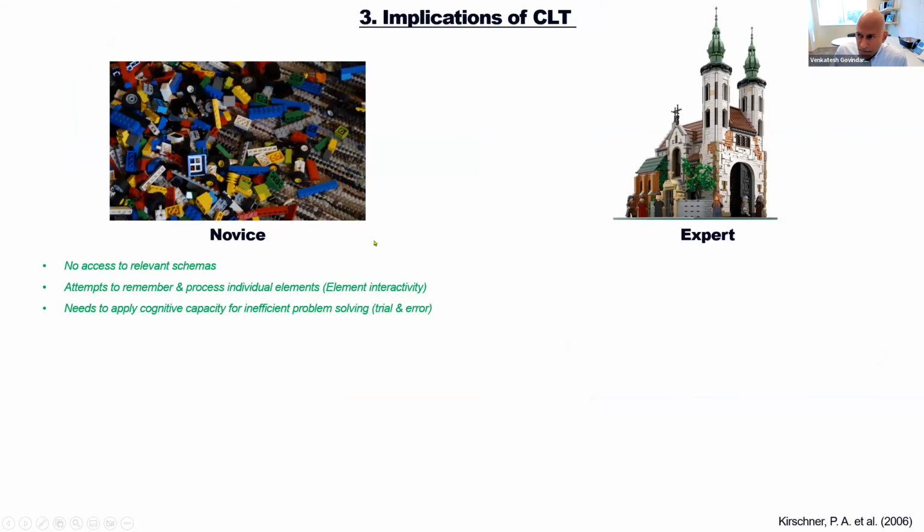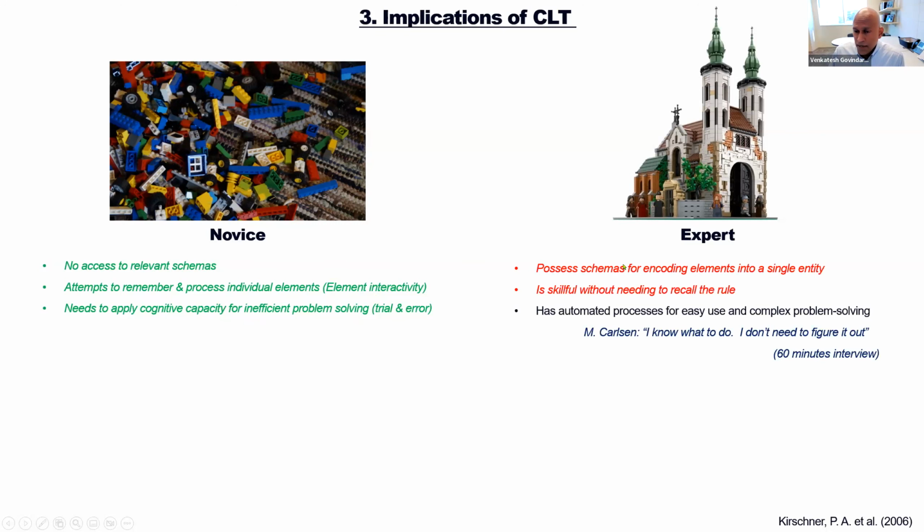Now, incidentally, this also reflects the differences between a novice and an expert. A novice has no access to relevant schemas because he has not formed those schemas yet. And therefore, he attempts to remember and process individual elements. And the term psychologists use is element interactivity. Because he's not quite sure how these individual pieces relate to each other, the element interactivity is going to be very high for a novice. And therefore, he attempts to solve the problem by resorting to a trial and error approach, which is highly inefficient and places considerable load on the working memory.